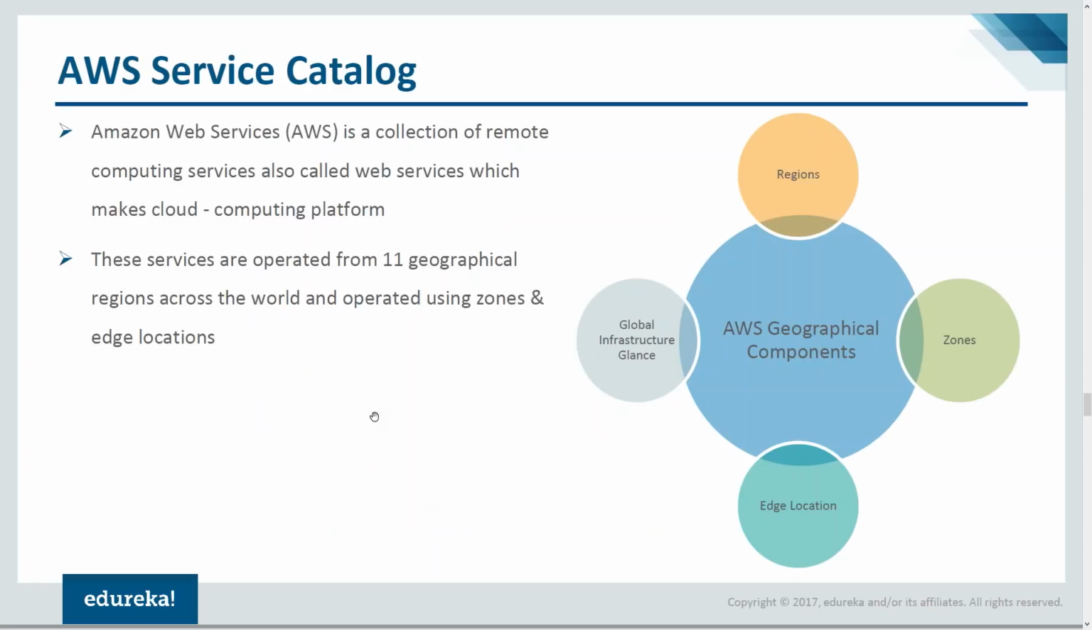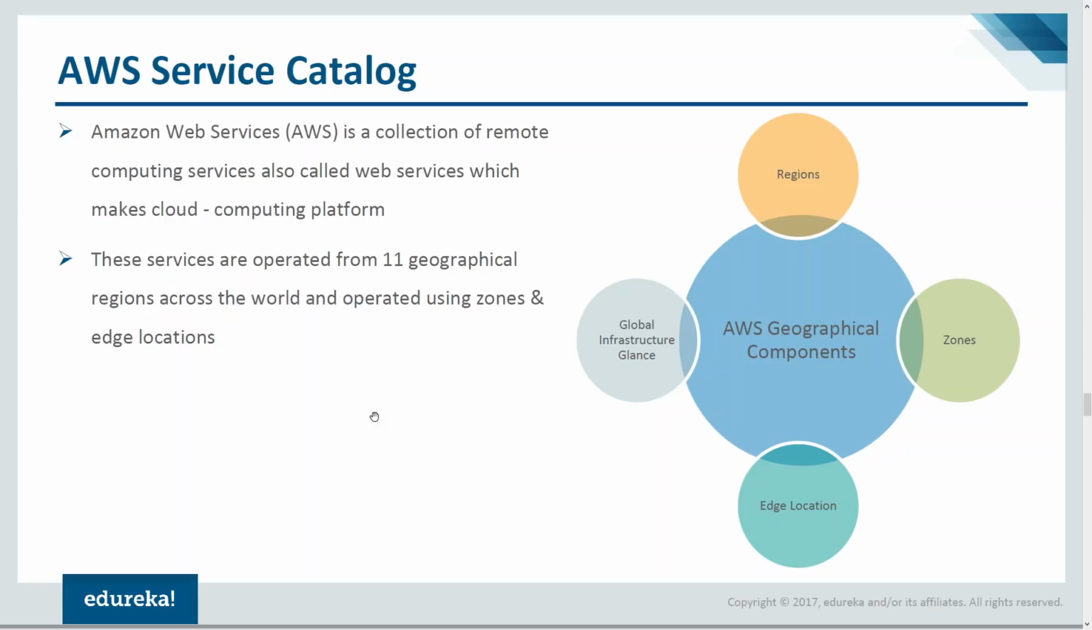So whenever we talk about the AWS cloud, how exactly does the AWS infrastructure look like, right? So AWS infrastructure is actually made up of what we call regions, and regions are multiple data centers, right?